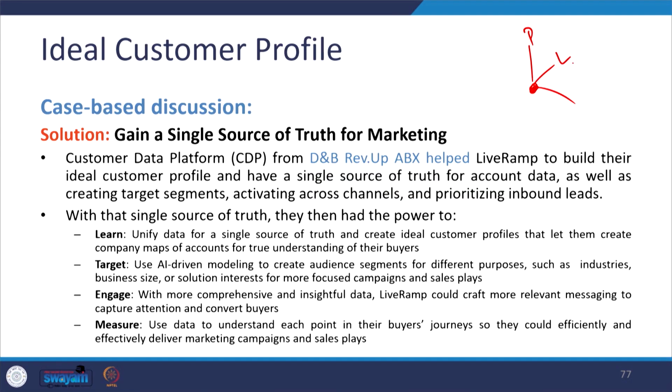So what is the solution then? The solution is to gain a single source of truth for marketing. What is a single source of truth for marketing? It is everything in one place: all the data relating to prospects, leads, customers, right? Everything, competitors, and then events, everything in one place. That's what we are talking about as a single source of truth for marketing. So what LiveRamp actually requires is a customer data platform. So they took help from DNB, that is Dun & Bradstreet's ABX, which helped them revamp to build their ideal customer profile.